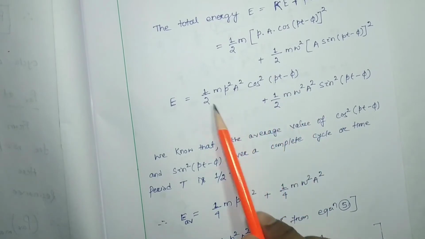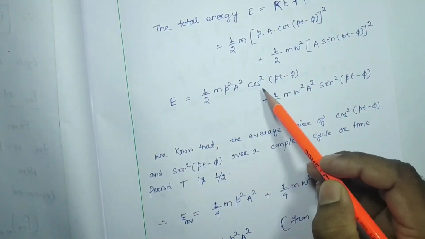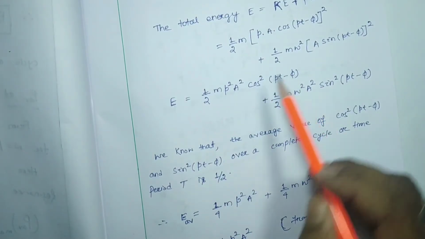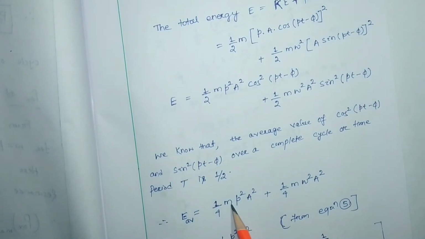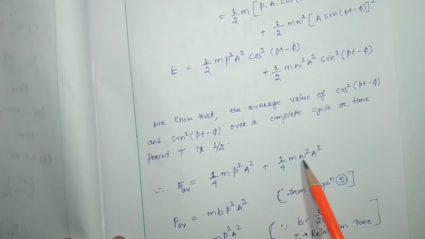Then this value, if we integrate from 0 to T, divided by T, of cos square (pt minus phi), the value will be half. So half into half, 1 by 4 m p square a square. This will also be 1 by 4 m omega square a square.